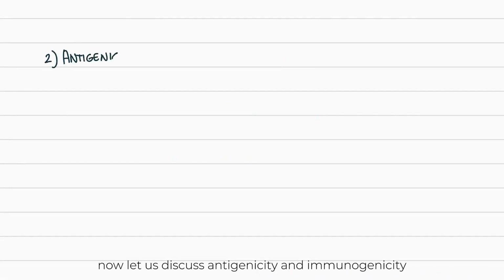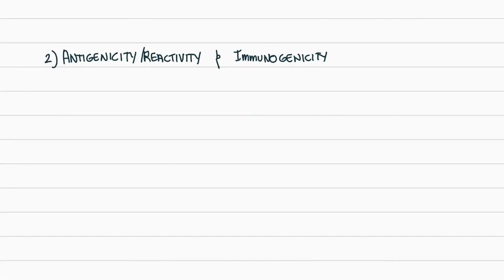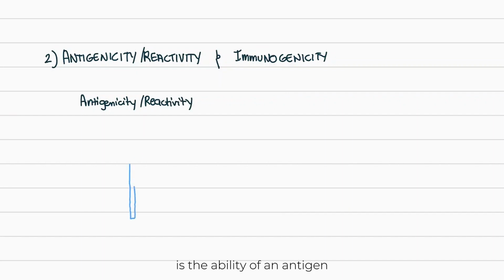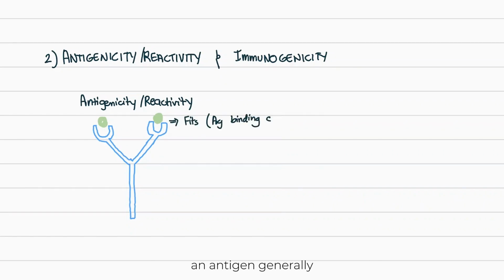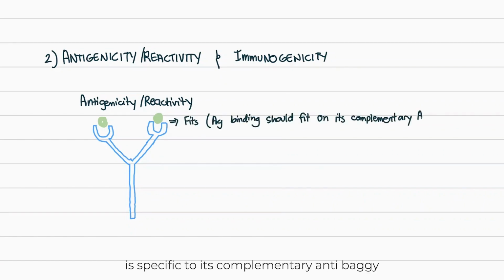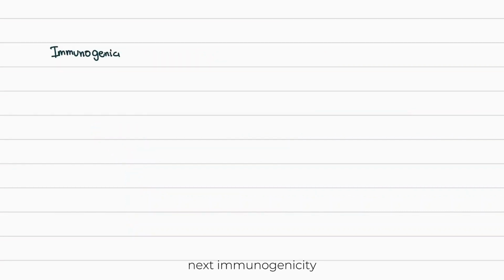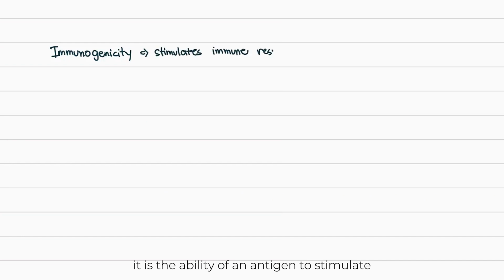Now let us discuss antigenicity and immunogenicity. Antigenicity or reactivity is the ability of an antigen to be able to bind to its complementary antibody. Previously mentioned, an antigen generally is specific to its complementary antibody, wherein their binding sites should match or fit with each other. Next, immunogenicity. It is the ability of an antigen to stimulate or elicit an immune response.